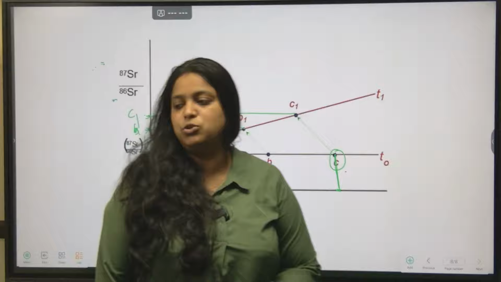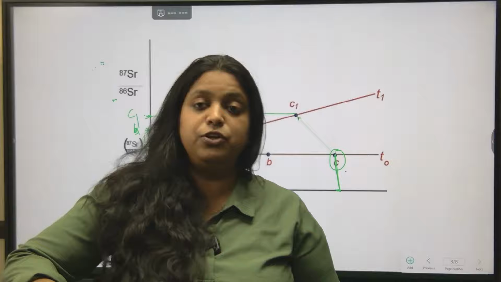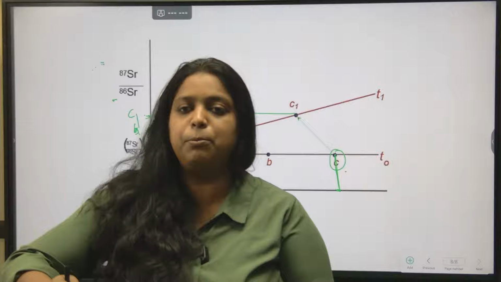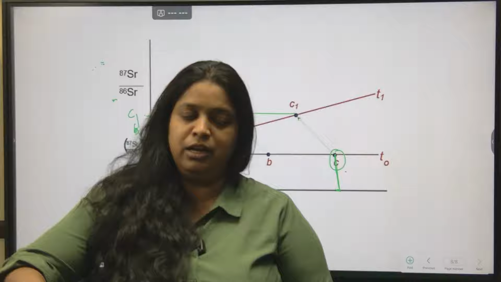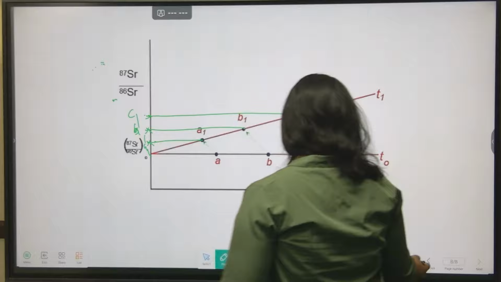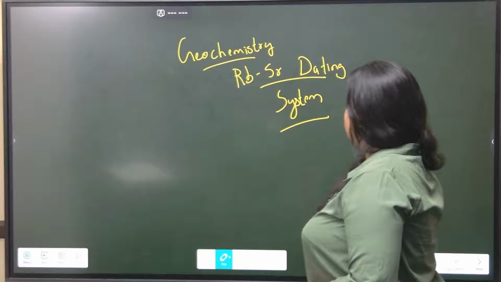That is what is defined in the theory of radioactive decay. The rate of decay is proportional to the number of parent atoms. If more rubidium is there, the rate of decay will be higher, and more strontium will be forming. So this is all about the isochron system of dating, the rubidium strontium isochron technique.